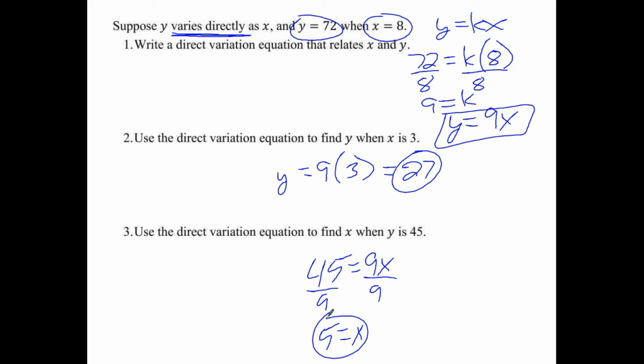These types of problems show up all the time with direct variation, okay? The key is when you see varies directly, you have to think y equals kx. And then you just take the information they give you, plug it in, find out what k is, and then you can do whatever they want you to do. Okay? We have another example that's just like this.